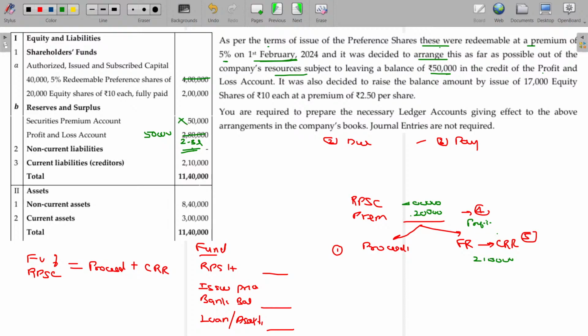Securities premium is not the free resource. So only from profit and loss I can use 2 lakhs 30, but I have to retain at least 50. 230 can be used. Out of that, 20,000 rupees used for adjusting the loss and redemption. 20,000 has gone, so only 2 lakhs 10,000 is available in CRR. Out of 4 lakhs, the amount required for this purpose being 4 lakhs, but CRR being 2.1 lakhs and shortage being 1.9 lakhs. That 1.9 lakhs can be arranged by issuing shares.